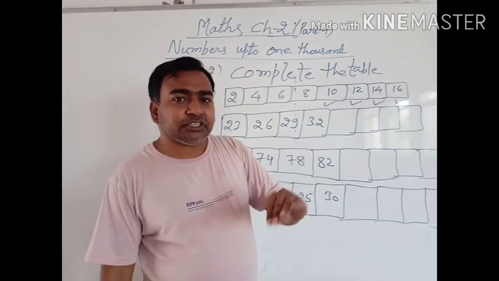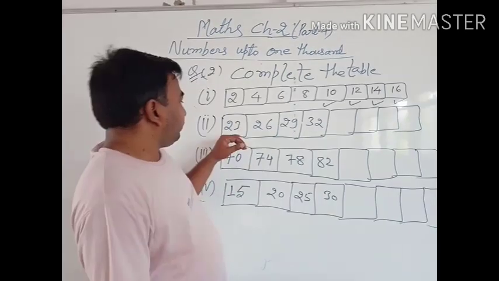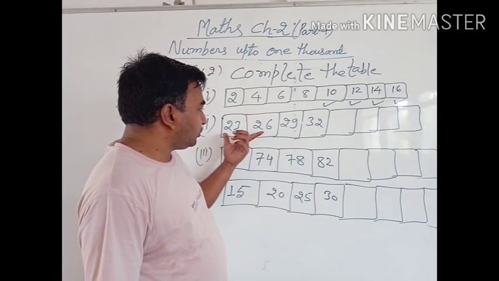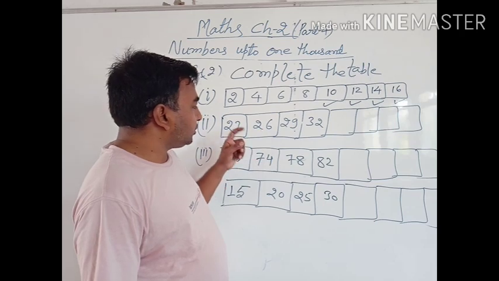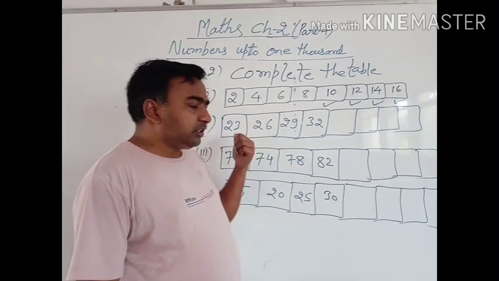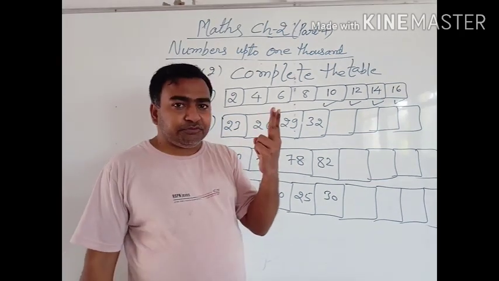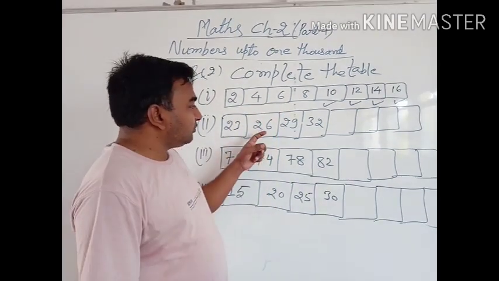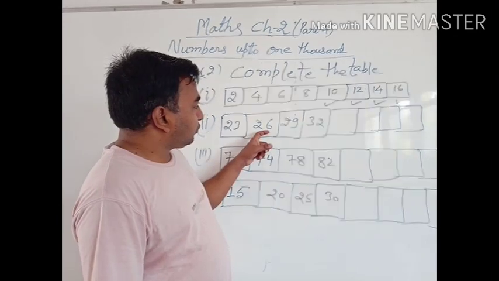बढ़ते क्रम में छोटे से स्टार्ट करके बढ़ते चले जाएंगे. What is the difference between the first two numbers, 26 and 23? Count. 23 I have already written; 24, 25, 26. It means the difference is 3.